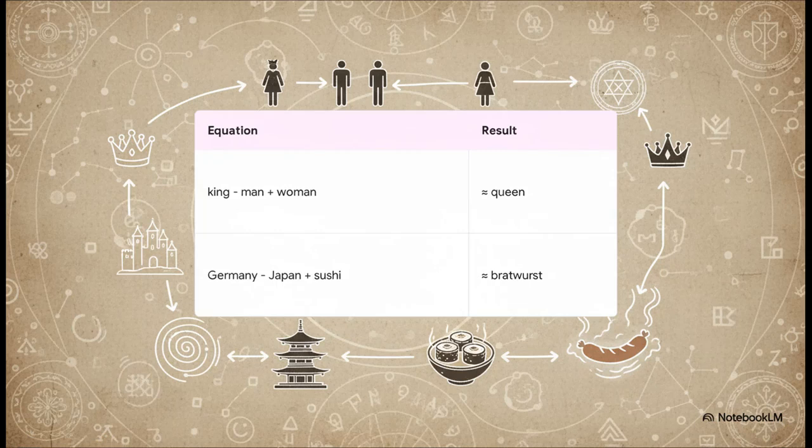Okay, check out this classic example. The model learns that the journey on the map from the vector for man to the vector for woman is basically the same as the journey from king to queen. So you can literally take the king vector, subtract the man vector, add the woman vector, and guess where you end up? Right next to the vector for queen. It's incredible. And this works for all sorts of concepts, even things like countries and their food.